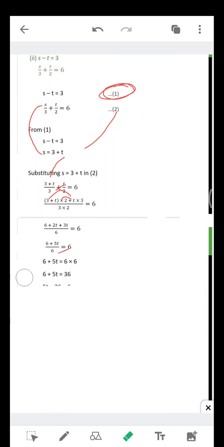6 plus 5t is equal to 36. 5t is equal to 36 minus 6, and 5t is equal to 30. So t will be equal to 30 by 5, that will be 6. So we got the value of t.